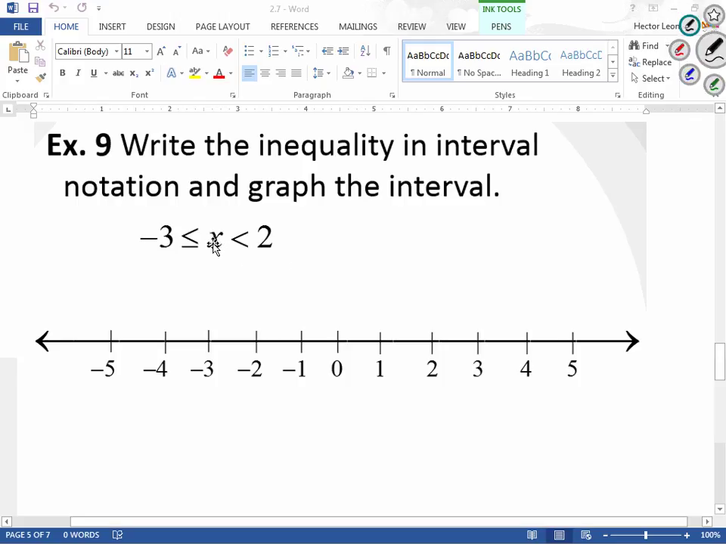Now that we have the x by itself, notice how the x is between -3 and 2. -3 is a bracket, because see my inequality sign? 2 is a parentheses. So I'm going to put a bracket at -3. I'm going to put a parentheses at +2. My x is everything in between. So there. That's all I'm doing. But I want the x by itself.